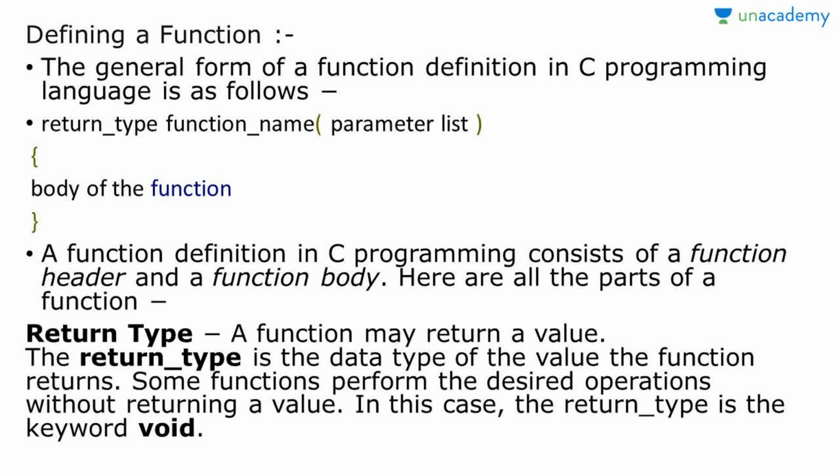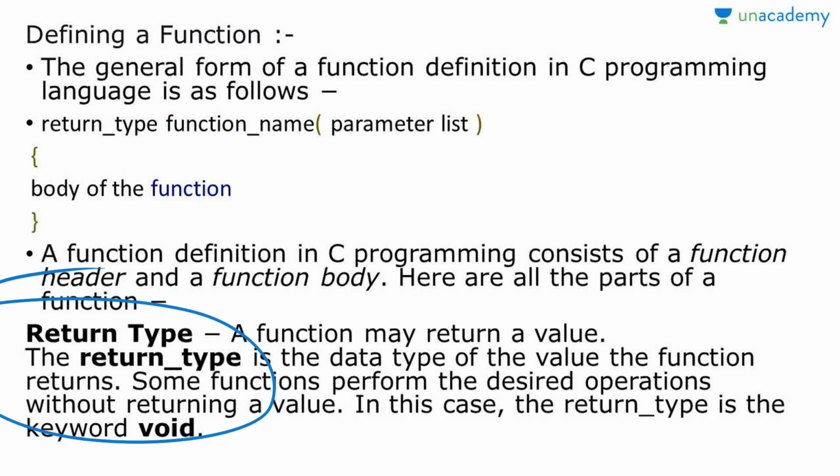Defining a function. As we said, return type, function name, and parameters are required for defining a function. The general form of a function is this, and here is the body of the function. The C programming function consists of a function header and a function body. This is the header and this is the body of the function.